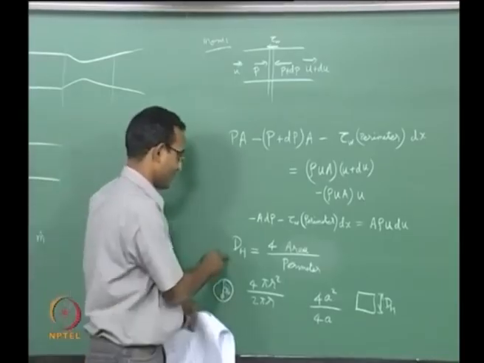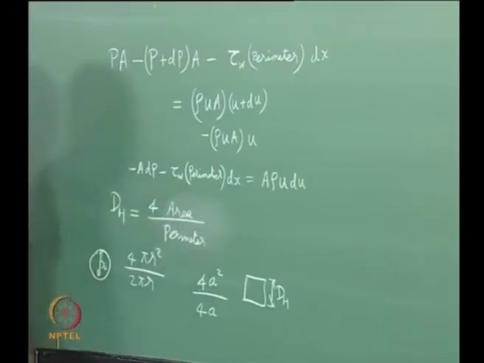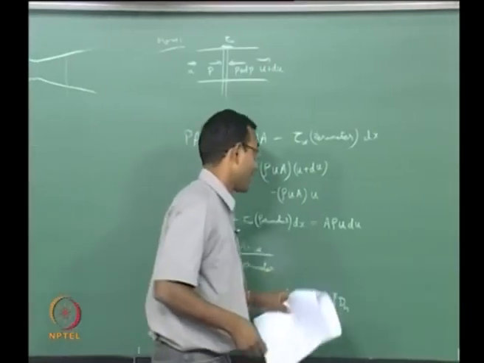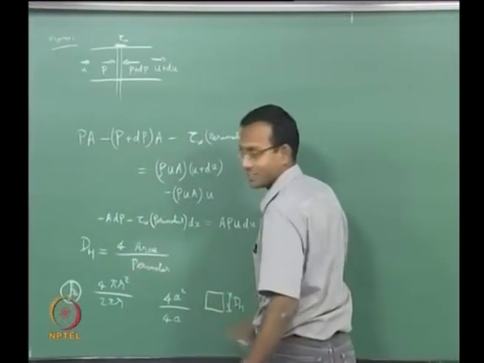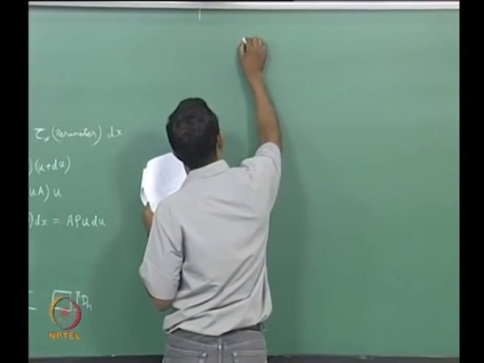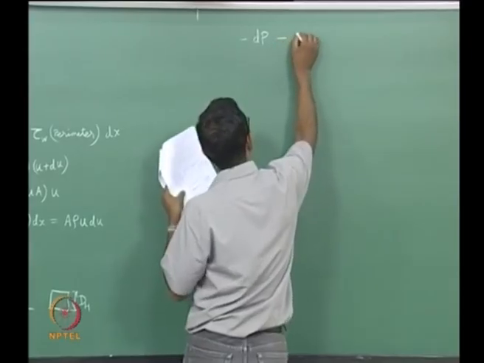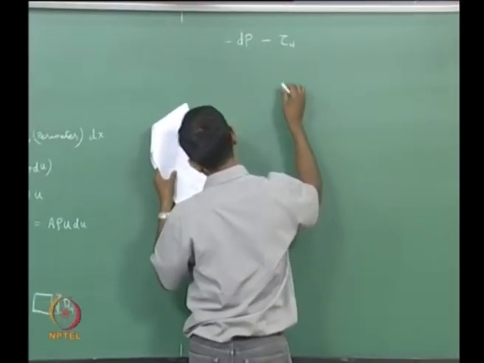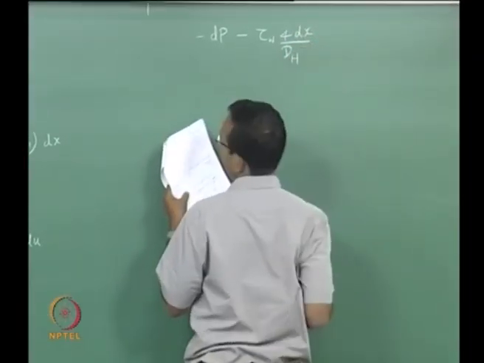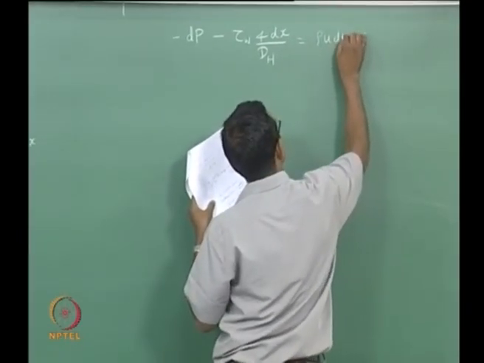So, now I will use this inside here when I divide this expression by A. I am having perimeter by area. Perimeter by area is 1 by dh. Just remember that. We will start using that. Actually, perimeter by area is 4 by dh, not 1 by dh. So, if I substitute that, I will end up with minus dp minus tau wall 4 dx by dh is equal to rho u du.